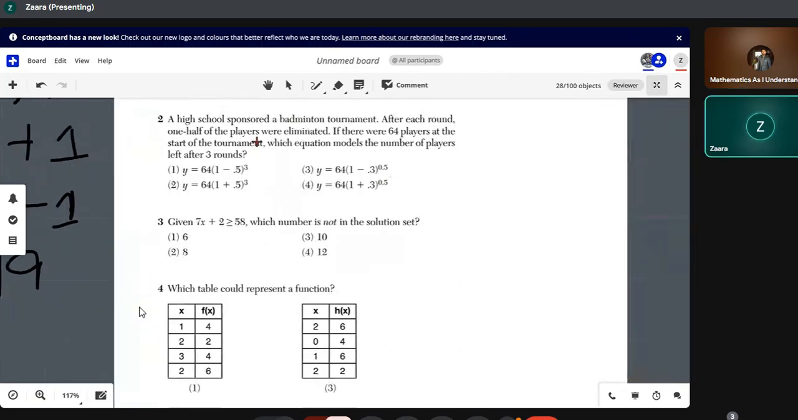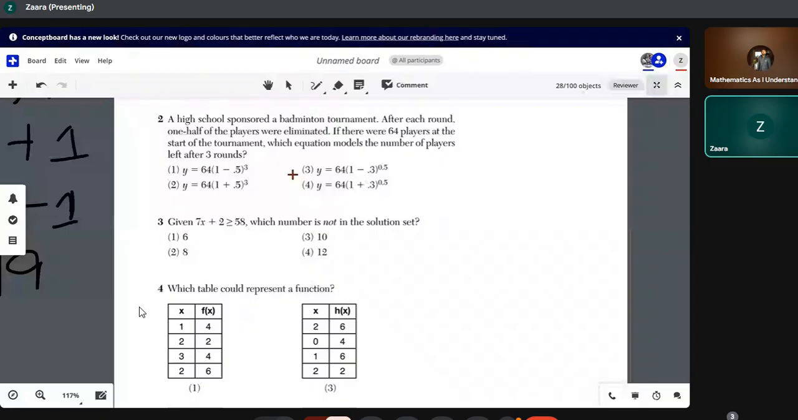All right, the next question. A high school sponsored a badminton tournament. After each round, one half of the players were eliminated. If there were 64 players at the start of the tournament, which equation models the number of players left after 3 rounds? For this equation, I had to choose which equation modeled the situation, and the one that caught my eye was number 2.